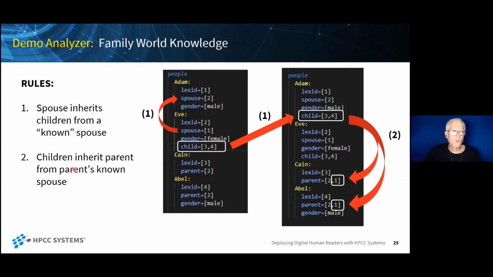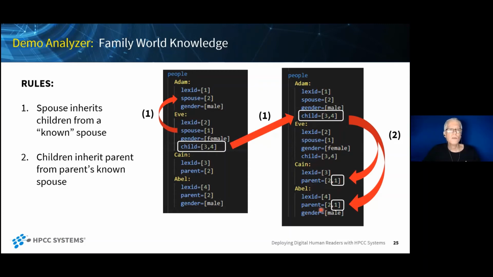And then we have a second rule that says, if a child can inherit a parent from a parent's known spouse, that is, even though we have over here in the beginning that Cain's parent is Eve, we know because they know each other that he's also going to have a parent of Adam, and Adam, of course, we also had shown in the other rule that fills out the information. So now we have Adam and his Lex ID, his name, his gender, and his children. Eve has the spouse, gender female, and their children. Now we have Cain and have both of their parents, and both as Abel.